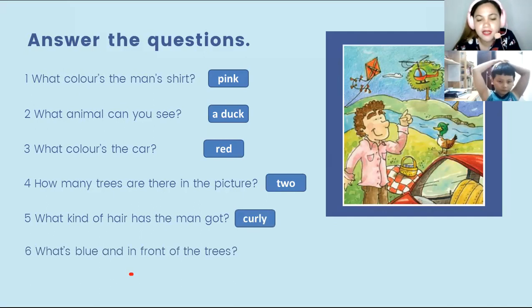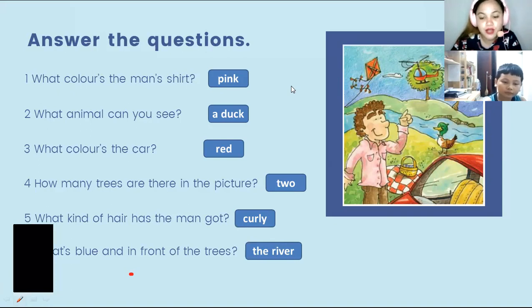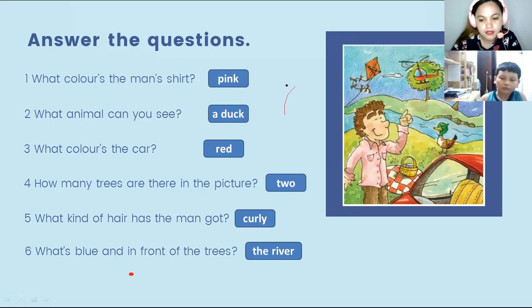Next one, Duke. What's the color blue in front of the trees? What is that color blue in front of the trees? The sky? The sky. No, in front. The window of the helicopter. The river. Oh, the river. Yes, the river is the correct answer. Okay, good job, Duke. You're able to get all the answers correct. Okay, so 6 points for you, Duke.